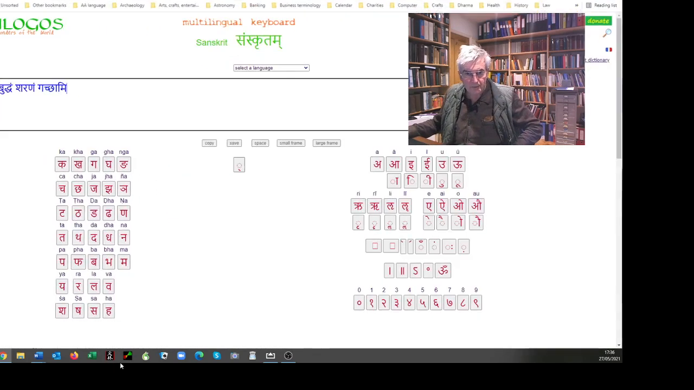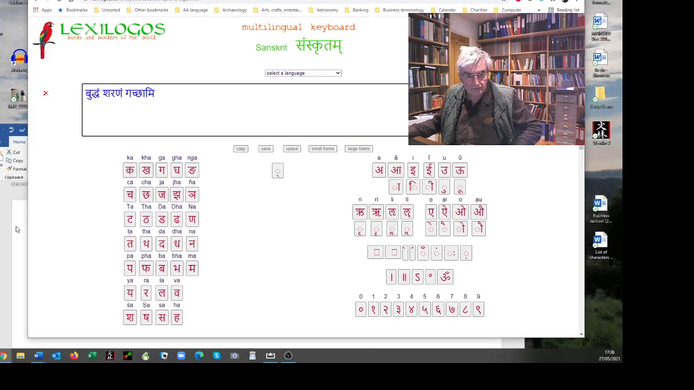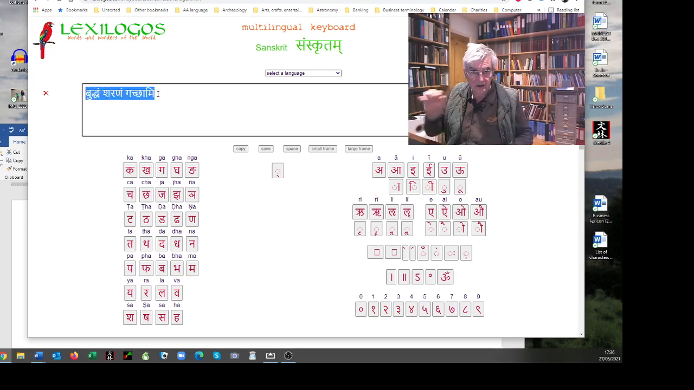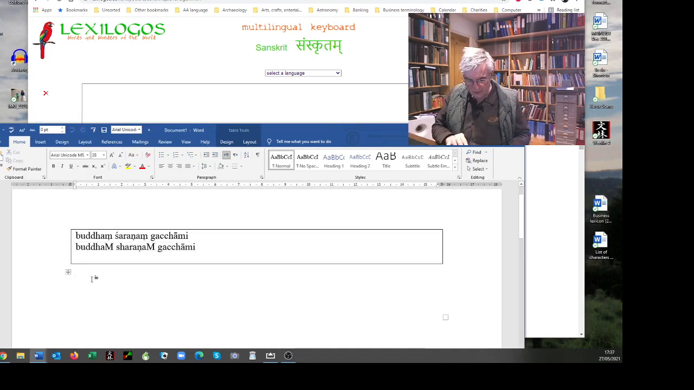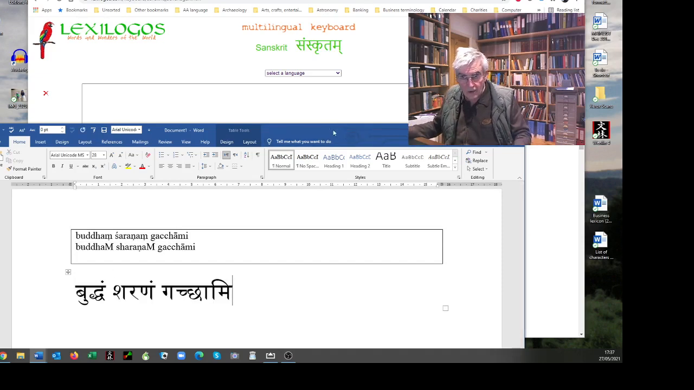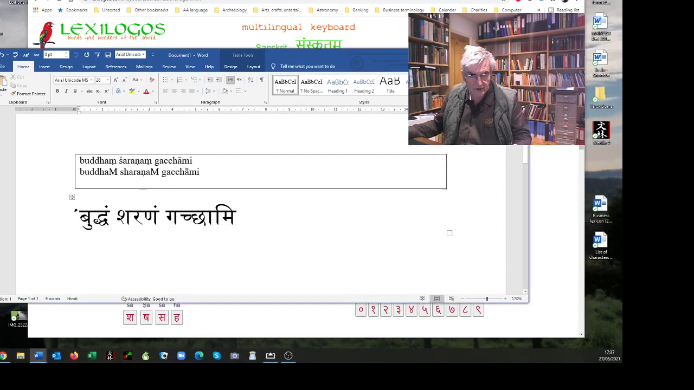So here we are. We've got Buddhang Sharanang Gacchami. What I'm going to do, this text now in Devanagari, you can copy and paste, or indeed cut and paste, and I'll cut it. Control X. There we are. And down here, I've pre-formatted this for it, and paste. Control V. There we are. It's now come out. Now, here we are. It's an ordinary Word document, and I can do with it what I want.